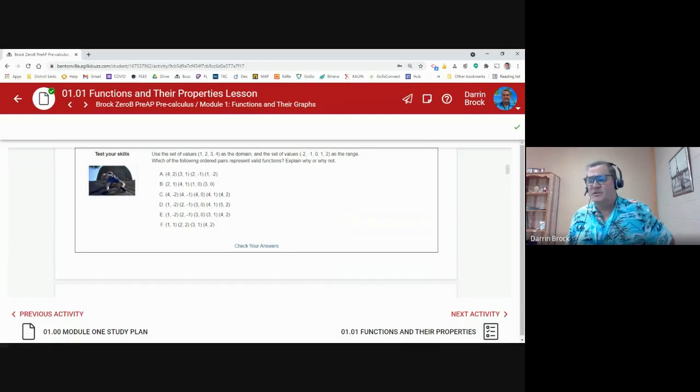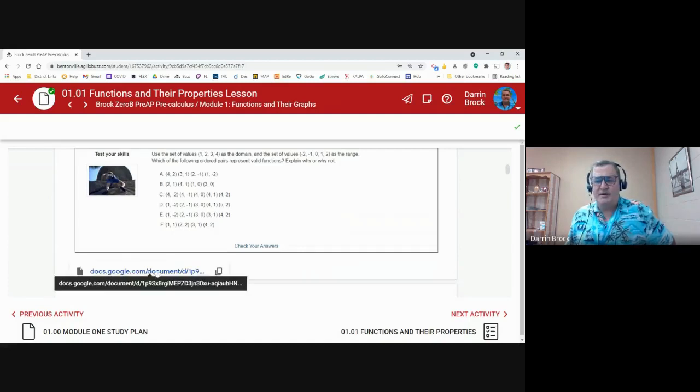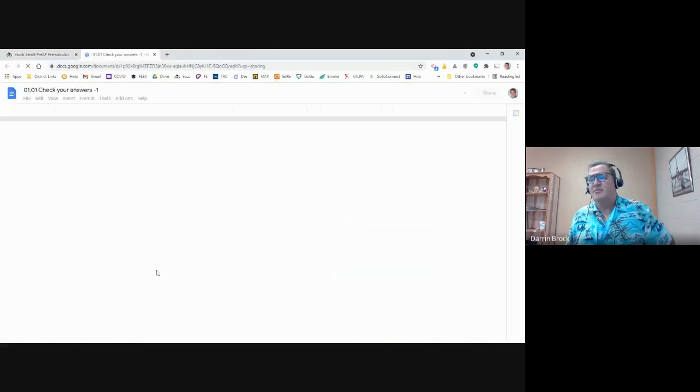Is this a function? And when it says check your answers, I've added where you can click on that and it will open up another Google document where you can actually check your answers. So when I click on that, it will open up this Google document, which is called Check Your Answers.